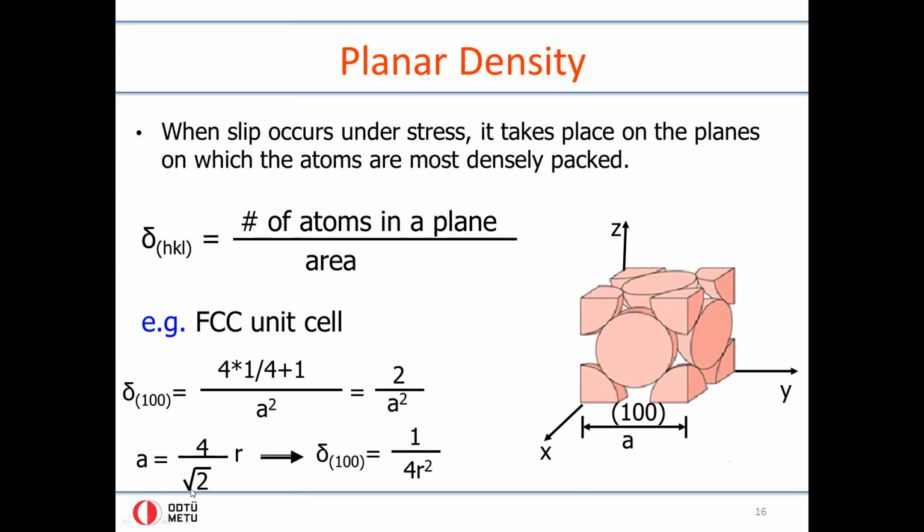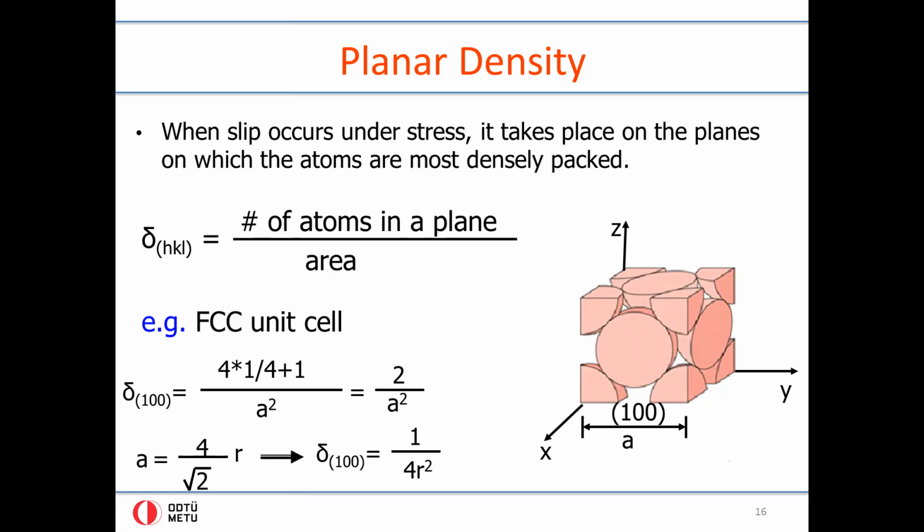And you see that a square root of 2 is equal to 4r. 1r plus 2r plus 1r is a square root of 2, the diagonal of the face. Hence, this relationship from the previous slide set, similar, used here and substituted here, gives us a value of 1 over 4r squared for the planar density of this plane. You see that the planar density is a value that depends on the radius of the atoms. So then you may say that if the radius of the atoms changes, the value of the density will change as well because of this dependence.